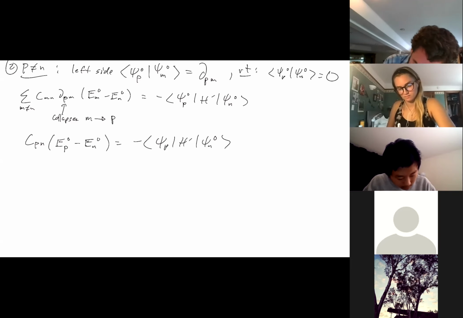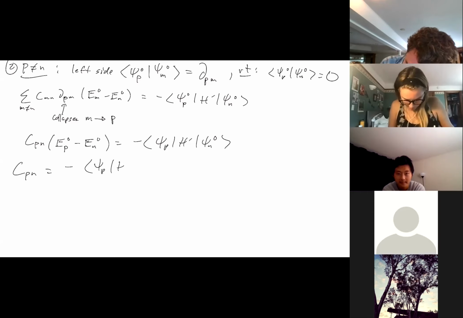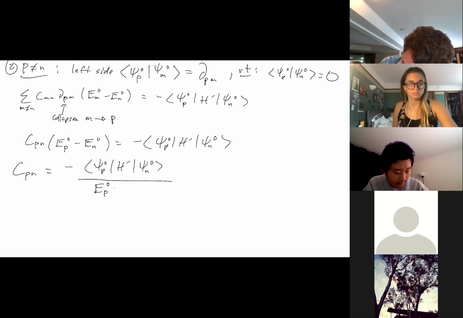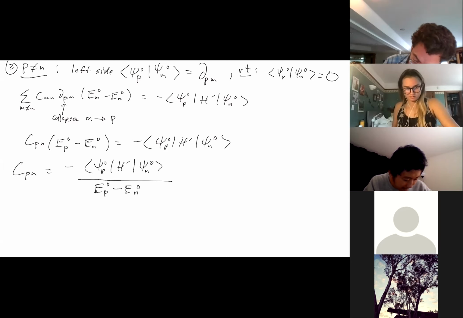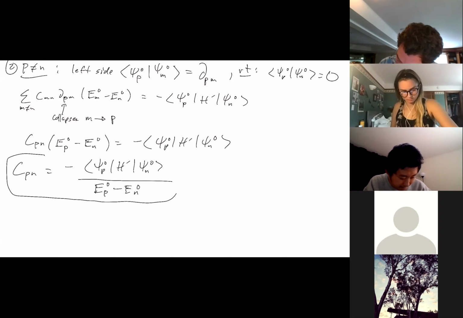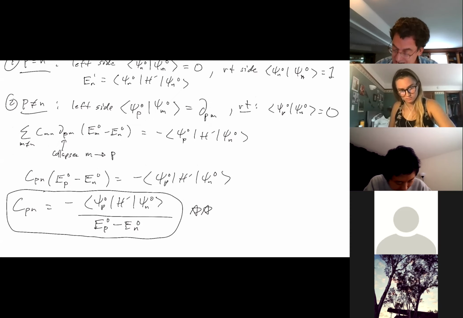Okay, so now we have it. c p n is equal to negative psi p h prime psi n over e p naught minus e n naught. Okay, this is a big result. That's the coefficient that we wanted. We got it. So this gets 2 stars. That's really important because now let's go back.